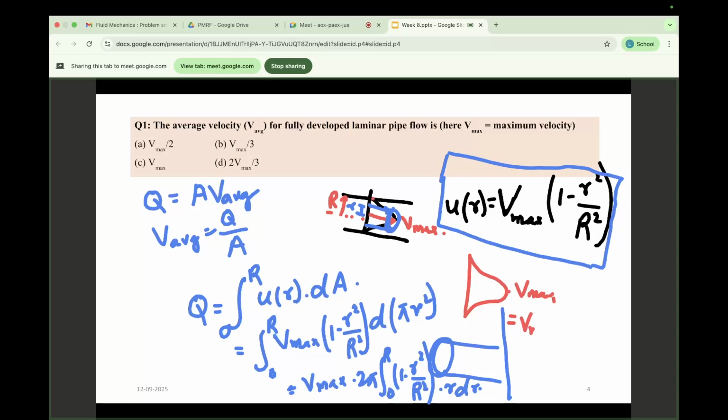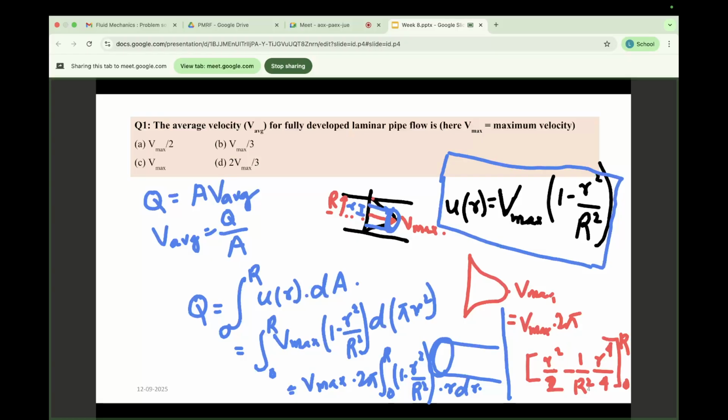So now we know integration, so we can easily do it here. 1 into r dr, I can write the integration of r dr as r square by 2, and here 1 by R square is constant, and small r square into r means r cube dr, so that is r to the power 4 by 4, from 0 to capital R.